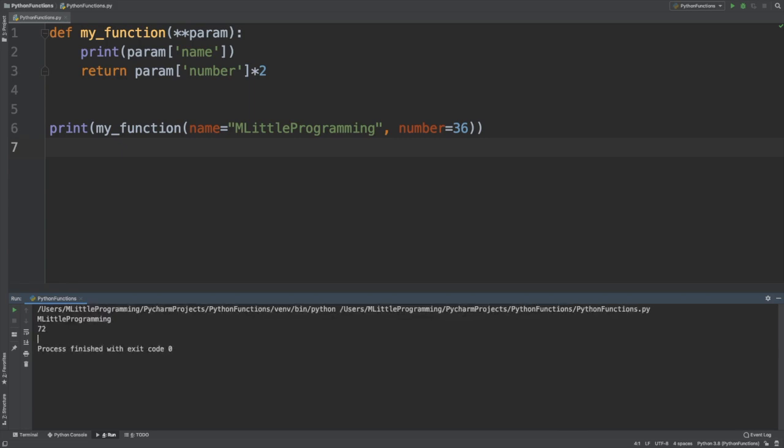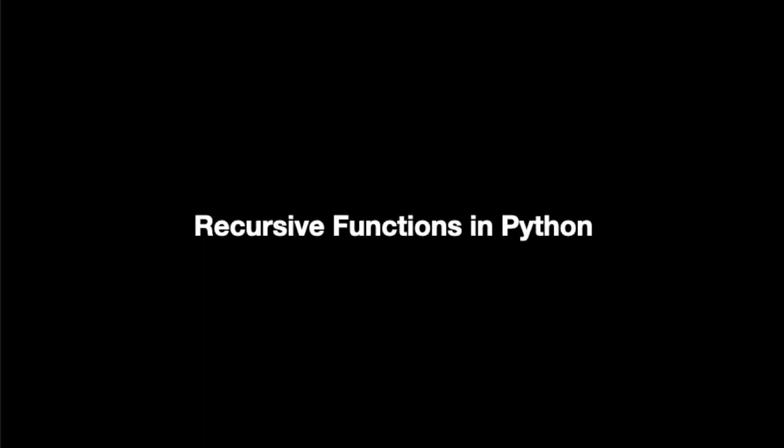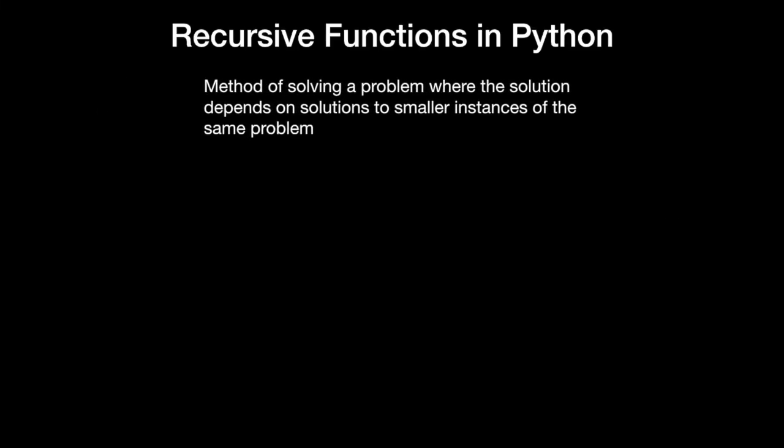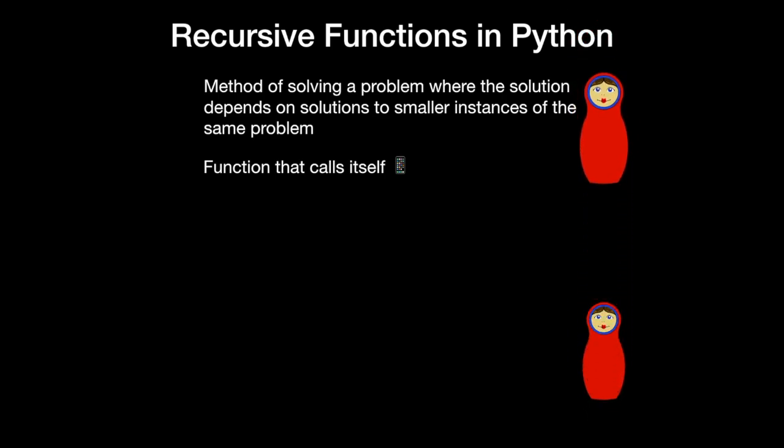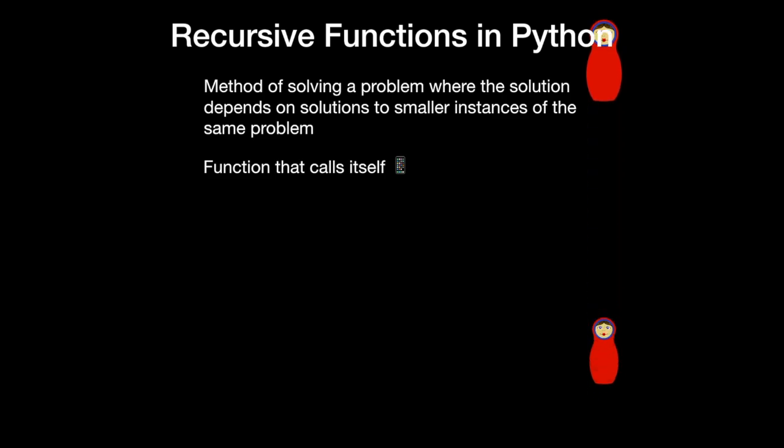And that just about wraps up functions in Python. We're now going to move on to recursive functions in Python. So, what is recursion? Recursion in computer science is a method of solving a problem where the solution depends on solutions to smaller instances of the same problem. Simply put, recursion is a function that calls itself. We can think of this like a Russian doll. You keep opening up the doll over and over again, each time finding a smaller doll inside. This process happens over and over again until there is the smallest possible doll with no other dolls inside, ending the process.